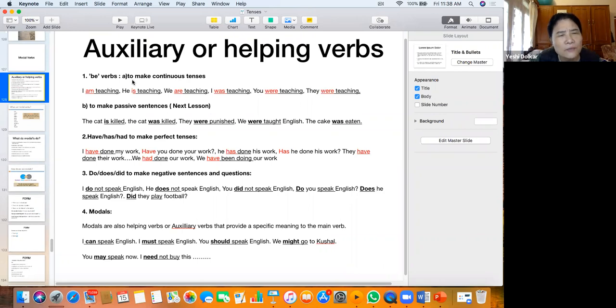Now these same be verbs are very useful in making what is called passive sentences in the English language. And we're going to do this in the next lesson, not now. So we will look at passive sentences in the next lesson. But over here, I just want to give you an example of how this be verb is used to help form the passive sentence. For example, the cat is killed. The killed is the past participle. So the passive verb.